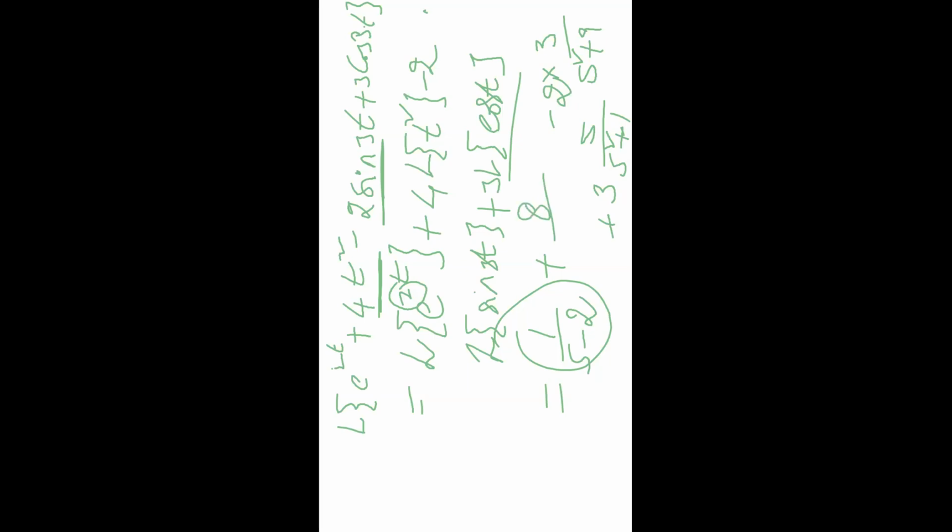8 by s cube. Minus 2 into 3, 6 by s square plus 9. And last term 3 into s, 3s by s square plus 1. This is the linearity property. So many problems are in linearity property. So all problems already we learn, given only one example. Then go to second property.